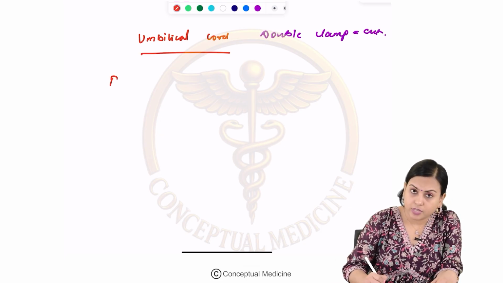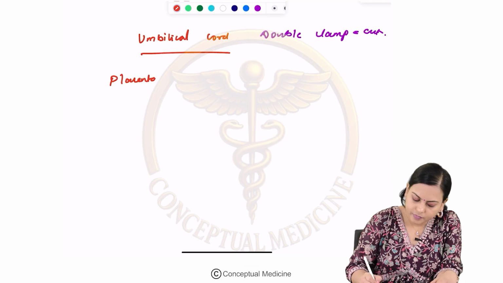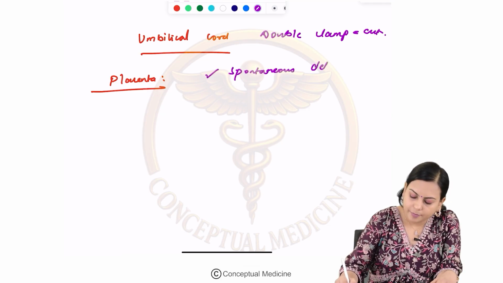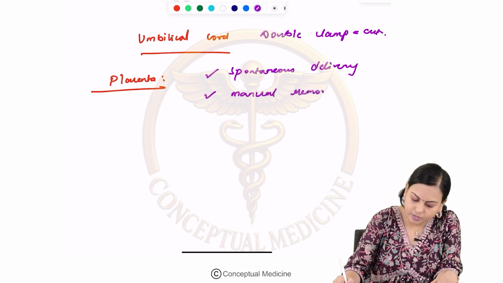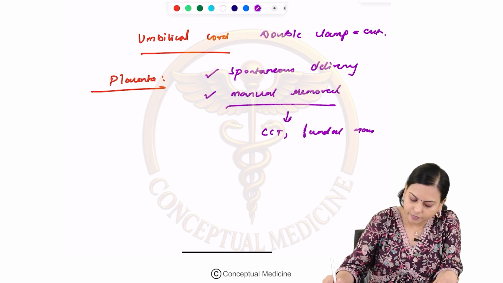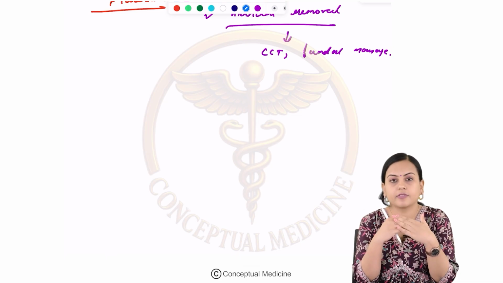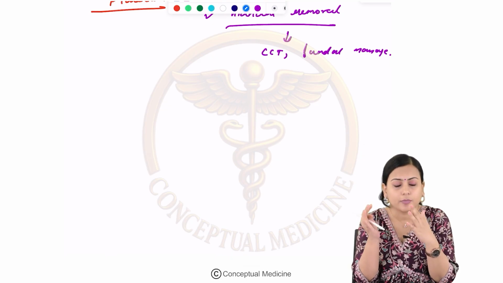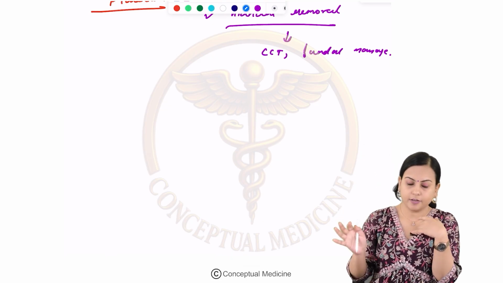Then we have to deliver the placenta as well. Mostly spontaneous delivery of the placenta will happen. Otherwise, you can go for manual removal with controlled cord traction and fundal massage if needed. After delivering the fetus, you have to use a clean towel to clean the uterine cavity to get rid of all the meconium and vernix caseosa, etc. Clear?